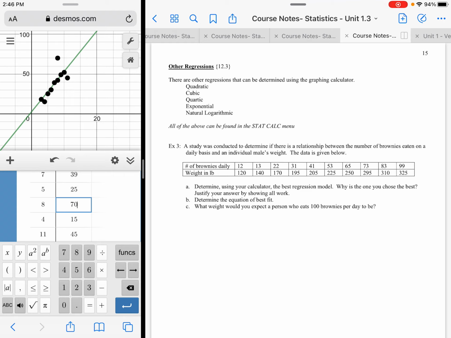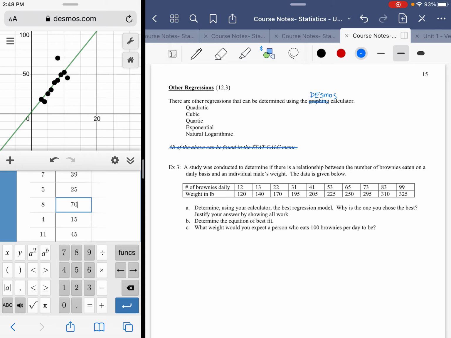So a study was conducted to determine if there's a relationship between the number of brownies eaten on a daily basis and an individual male's weight, right? So if there's gonna be a cause and effect relationship, not guaranteed, but if there was, which variable do you think would cause the other to happen, right? So would the number of brownies that you eat on a daily basis impact your weight? Or would your weight impact the number of brownies you eat on a daily basis? Now, there is some sort of interaction between the two. It's just a question of which one is more likely to cause the other to happen.